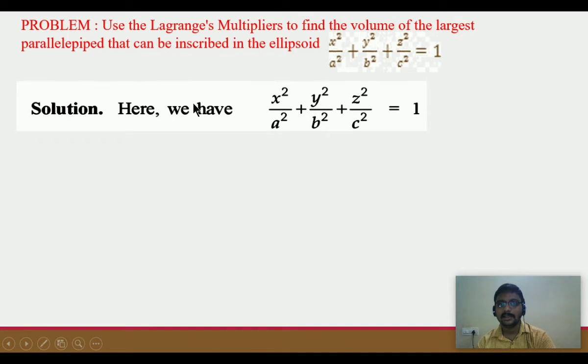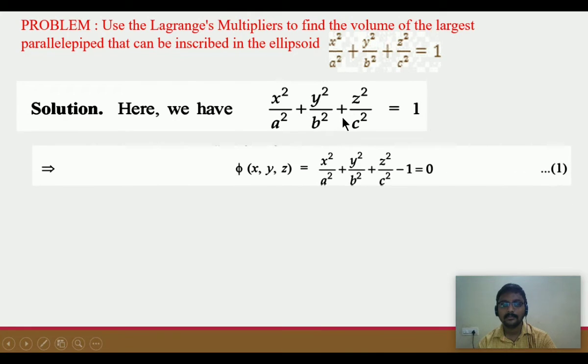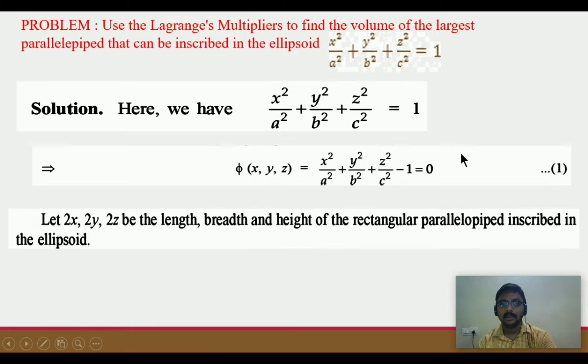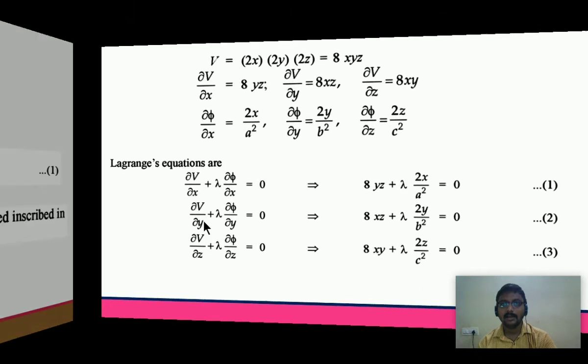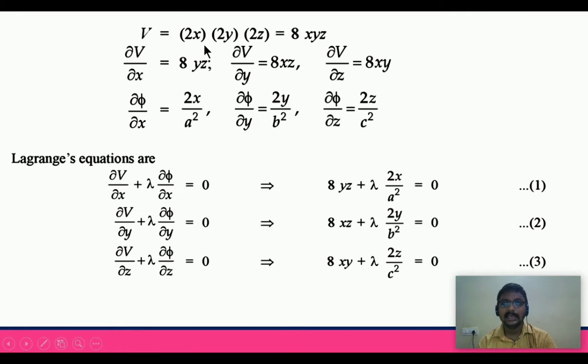So the given ellipsoid equation, that is the constraint equation, is phi. So phi is x square by a square plus y square by b square plus z square by c square minus 1, which is equated to 0. Let it be equation 1. Now let 2x, 2y, 2z be the length, breadth and height of the parallelepiped, which can be inscribed in the ellipsoid. So we will have the volume of the parallelepiped. The volume is given by length into breadth into height, that is 2x into 2y into 2z, which is 8xyz.